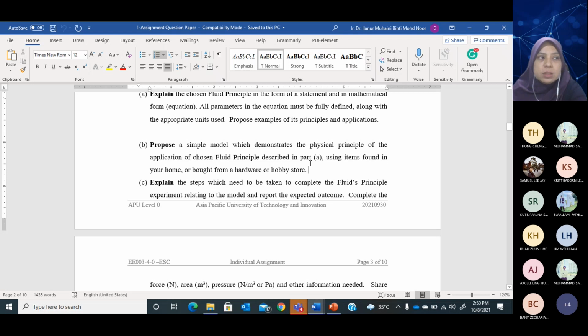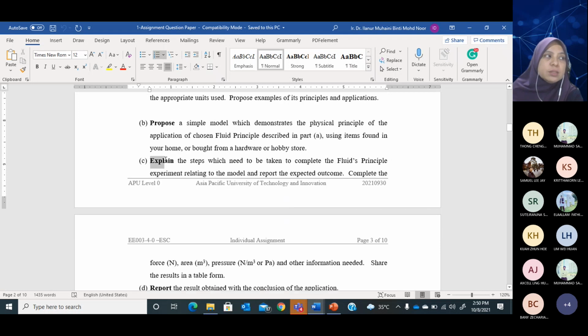So this, it is not compulsory for everyone to use the one with water. Even though it is a fluid principle, you can use air also. Okay, or gas. Other than that, explain the steps.